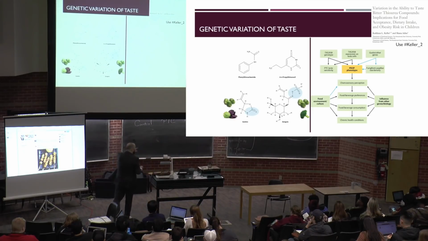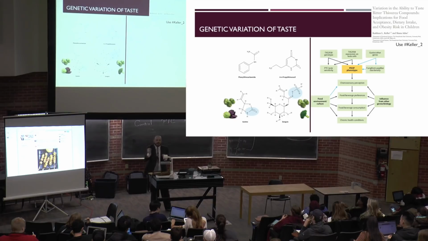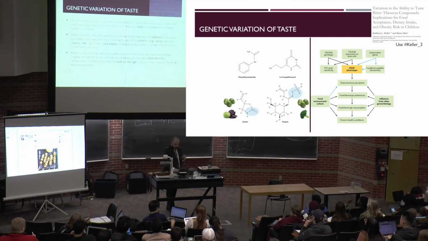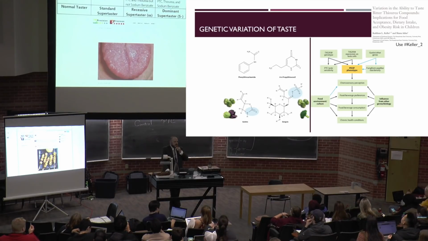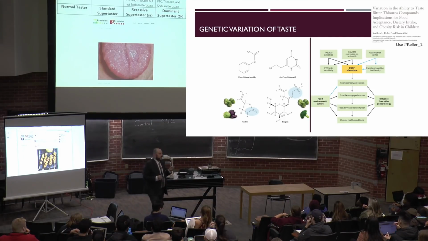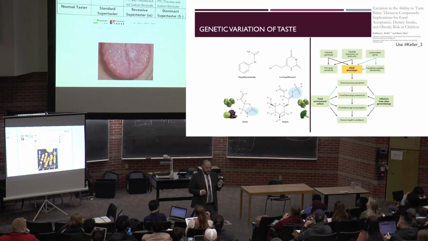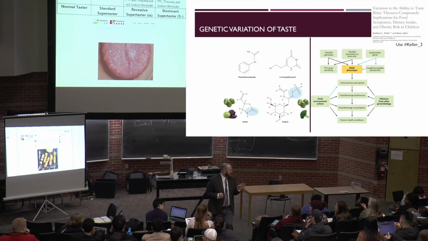Now, if we take the thiourea next, this will determine whether or not you are a recessive or dominant super taster. We'll come back to that in a second. So next, take thiourea. Thiourea, again, is typically bitter. Not nearly as bad as PTC for the super tasters.